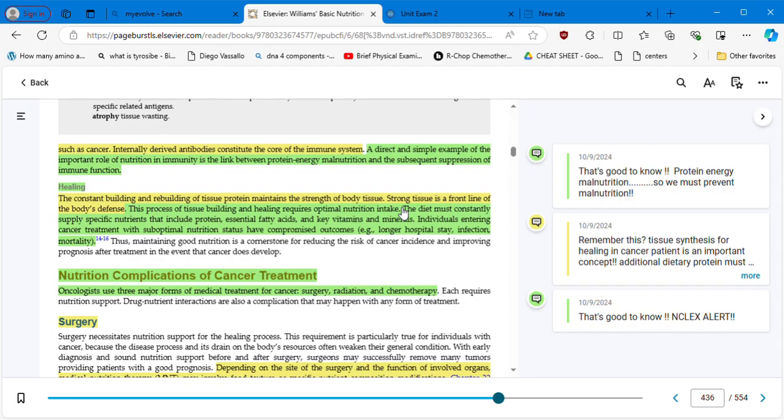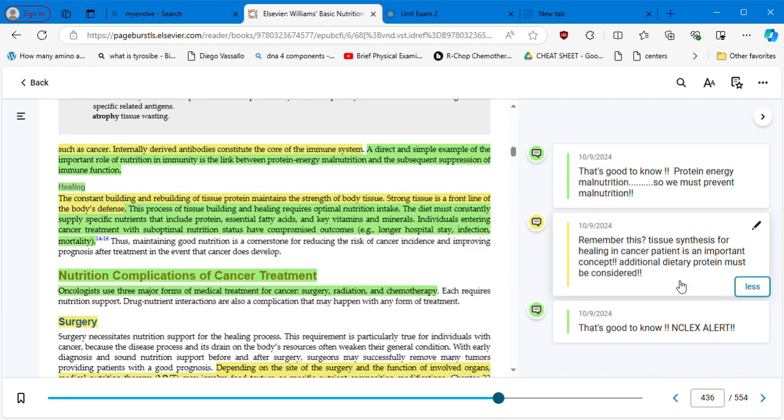So in other words, tissue synthesis for healing in a cancer patient is an important concept. So for a cancer patient, we need good tissue synthesis for healing, right? Because the tumor inside is converting good protein, good tissue, to a tumor. So that's why we need good protein for tissue synthesis, right? So the diet must constantly supply specific nutrients that include protein, essential fatty acids, and key vitamins and minerals.